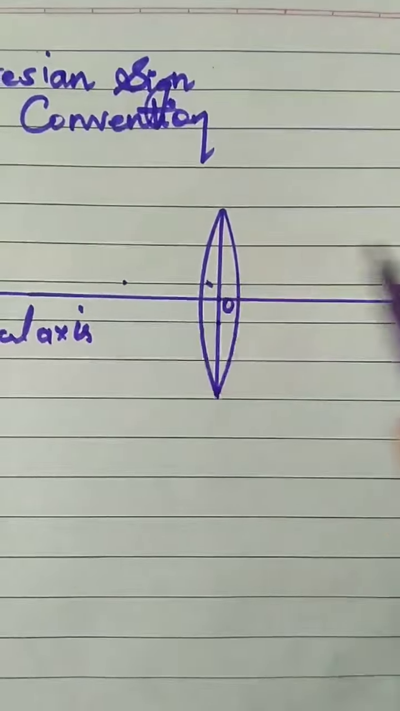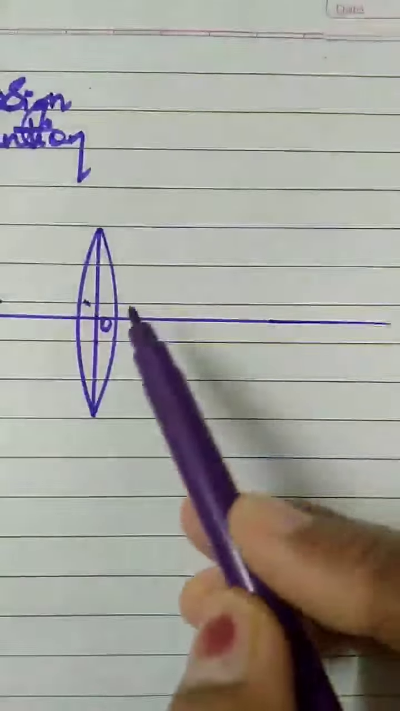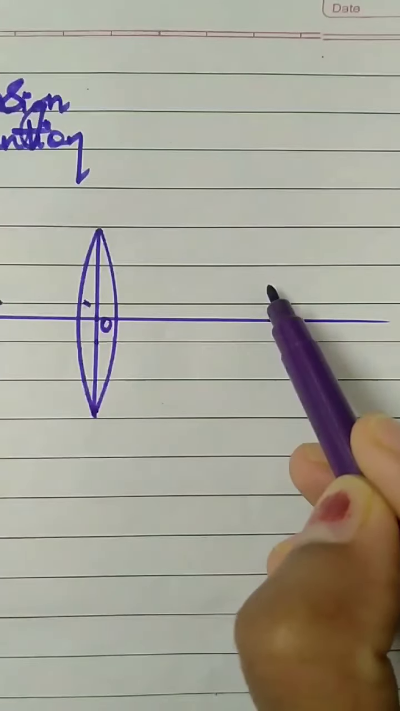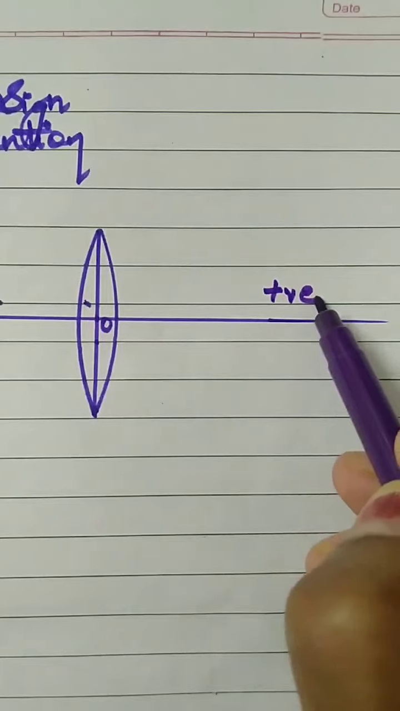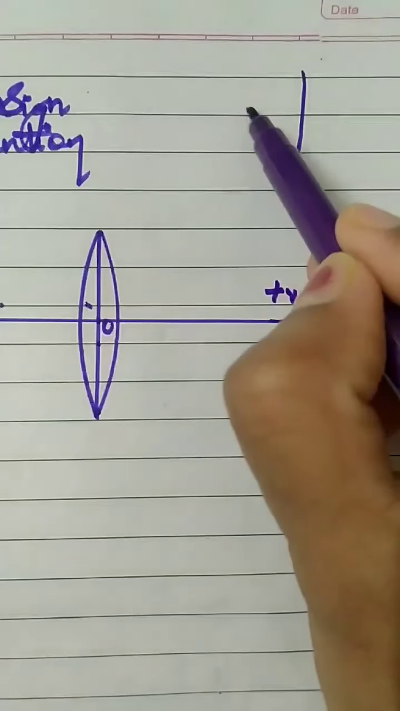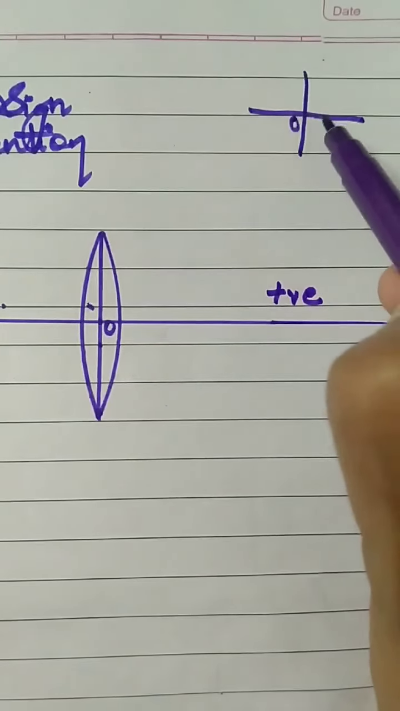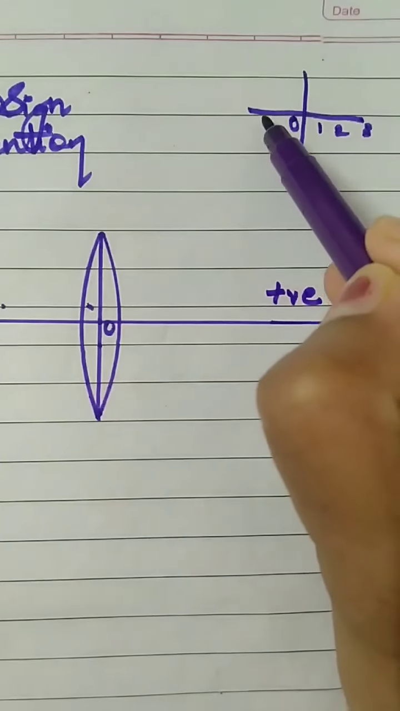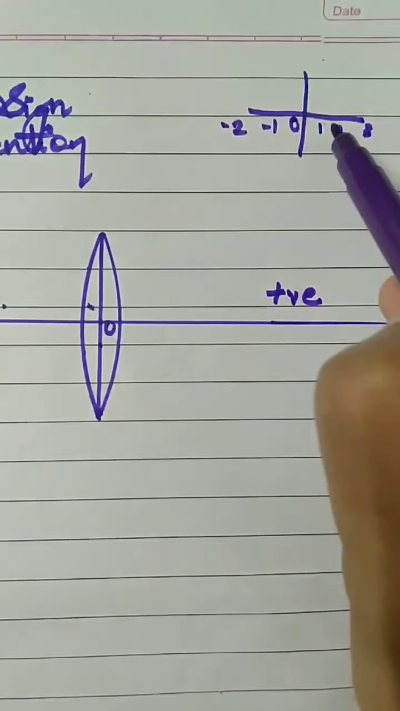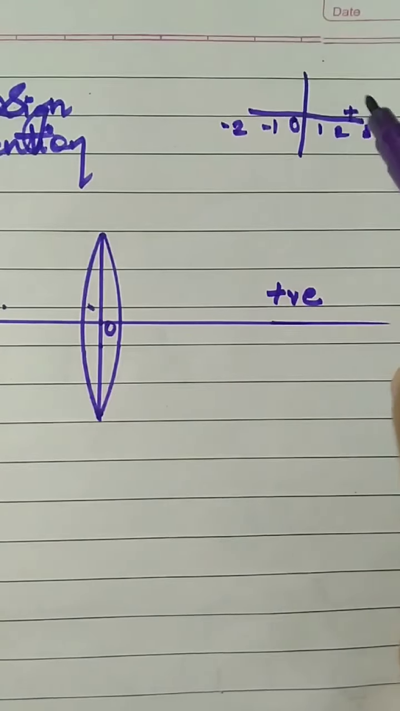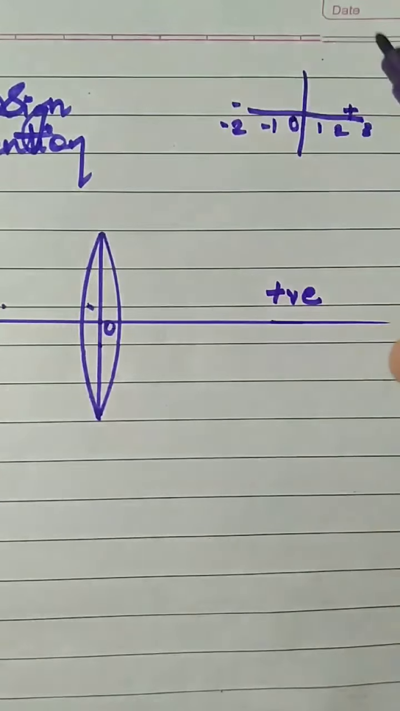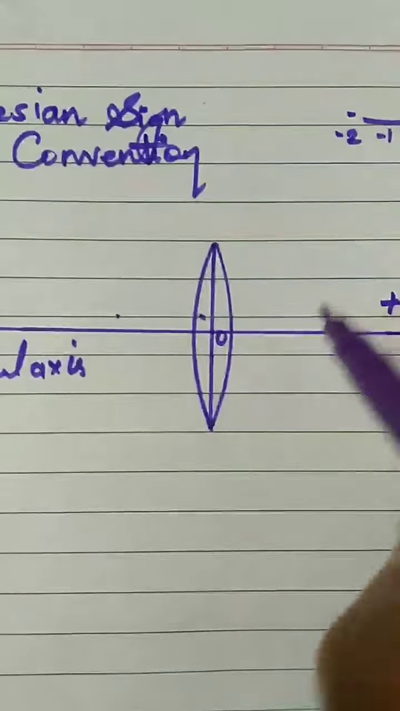Now whatever you measure on the right side, measurements will be positive, same as when you draw the x-axis and y-axis. Here origin, 1, 2, 3, 4 like that, and -1, -2. So right side positive, left side negative. Okay. That will be the same here.